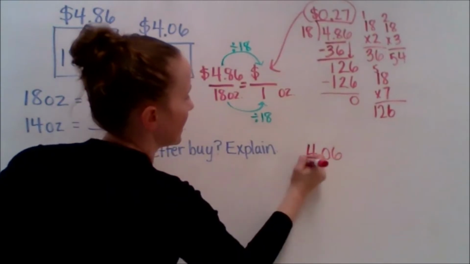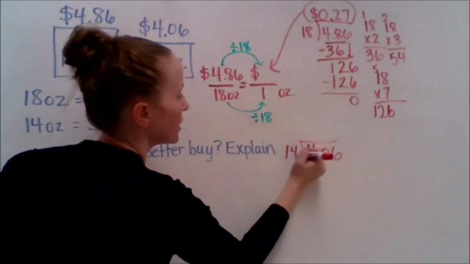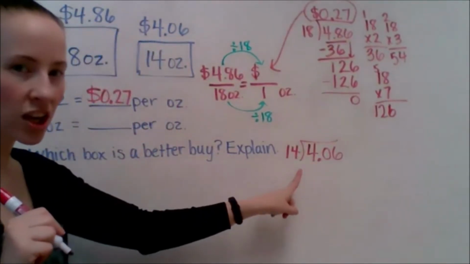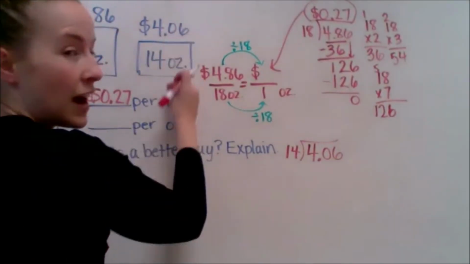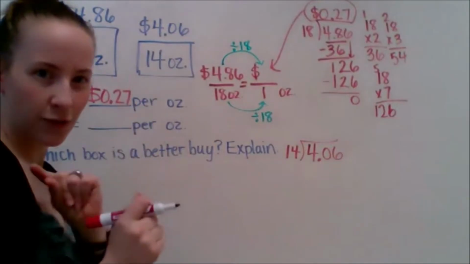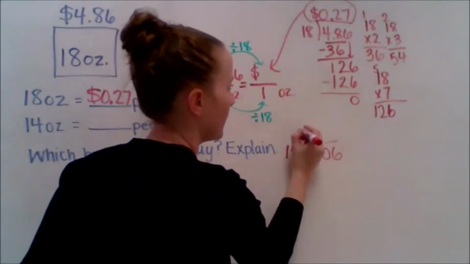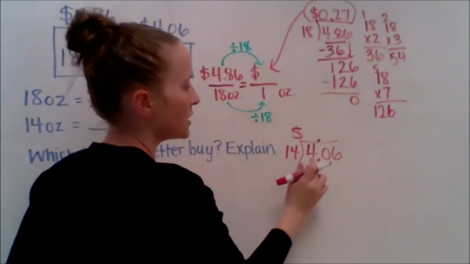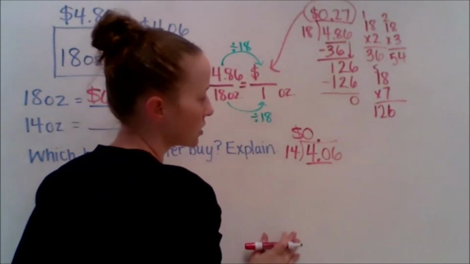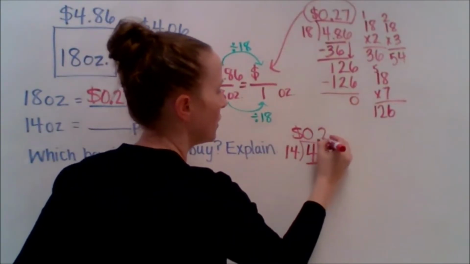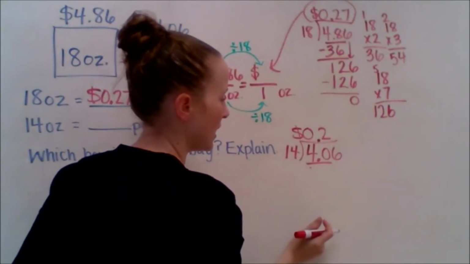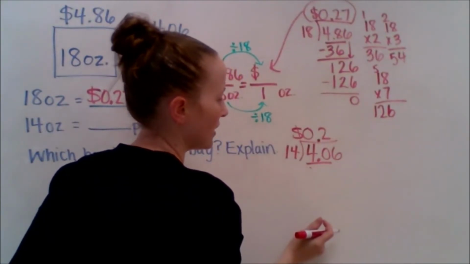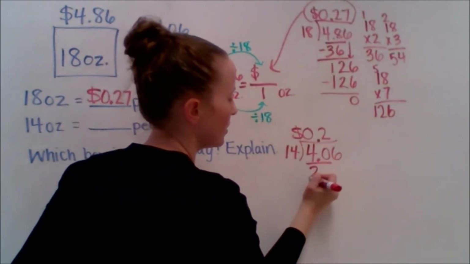$4.06 divided by 14 ounces. Let's just skip right to this division because we know that's what's happening. We're taking this price and we're dividing it up by 14 ounces to get the price for 1 ounce. Okay, dollar sign, decimal. 14 doesn't go into 4. How many 14s go into 40? I think it's 2. Let's see, 2 times 14 is 28. Oh, maybe it's 3. I don't think so. I think it's just 2.